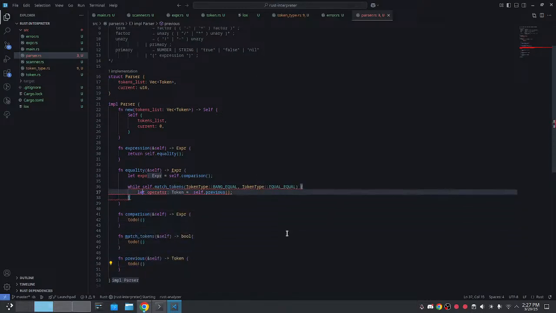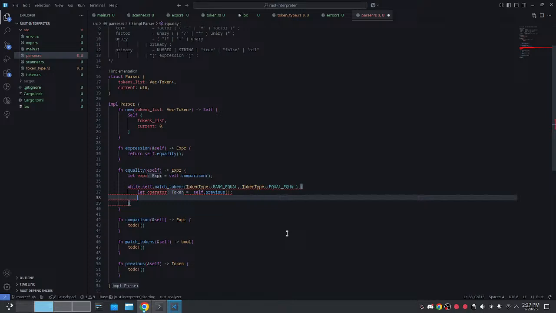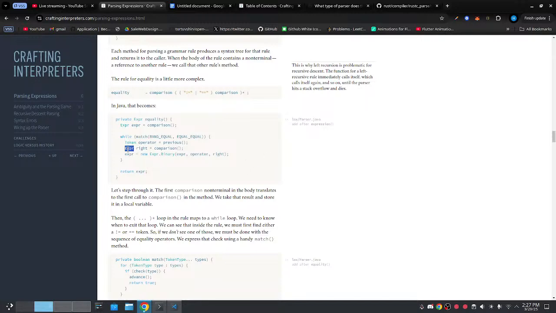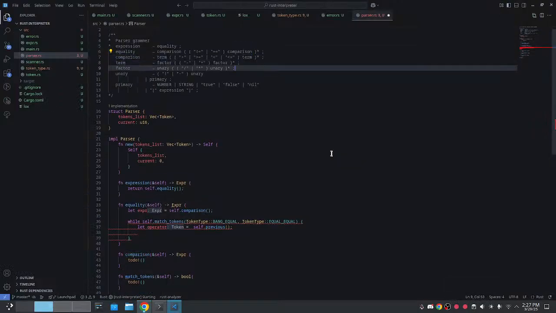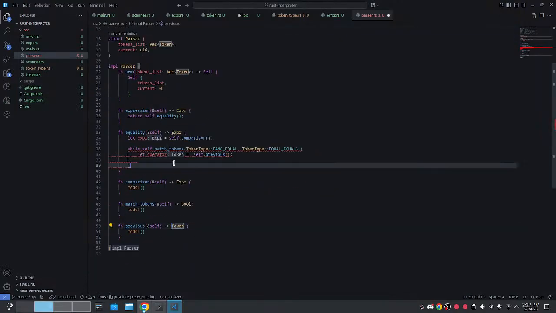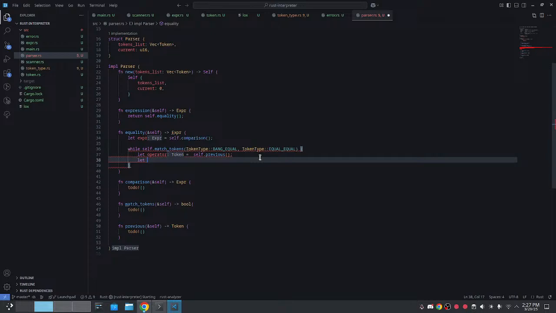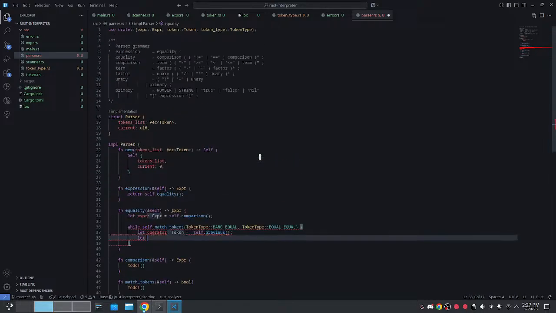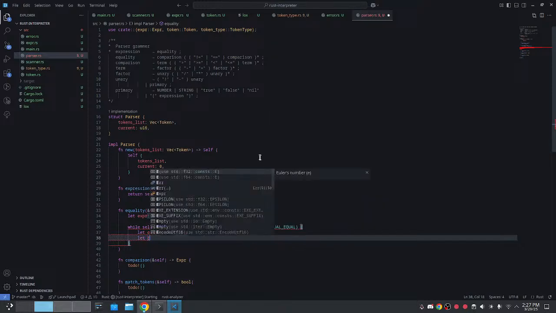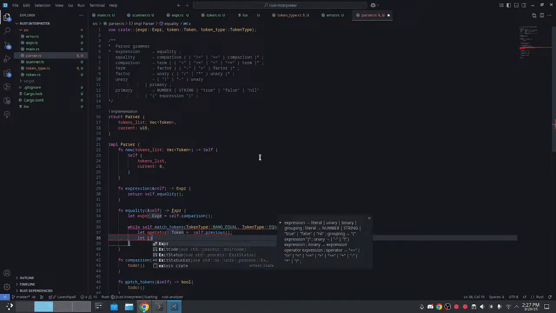TODO. Okay. Then we got an expr, then an operator. Then we need this comparison. Okay, comparison. Also, this returns a token, right? So this is okay. And this would return a comparison, which is an expr, right? This could be an expr.